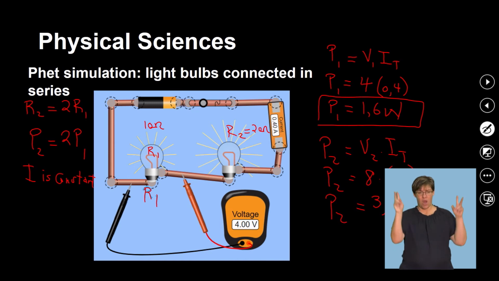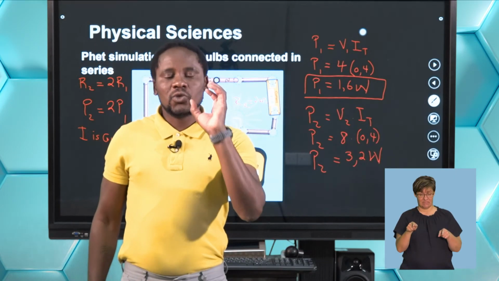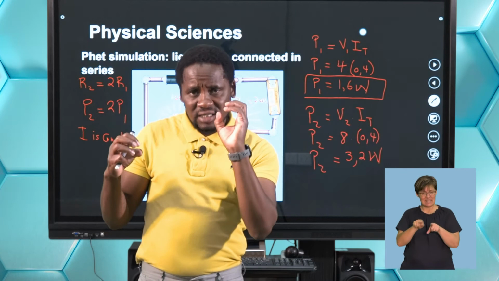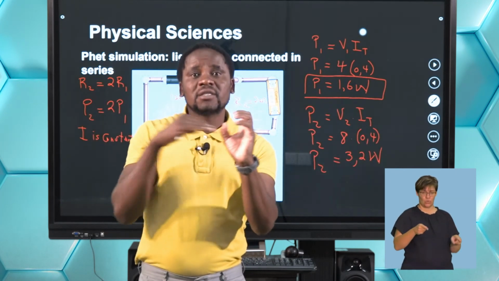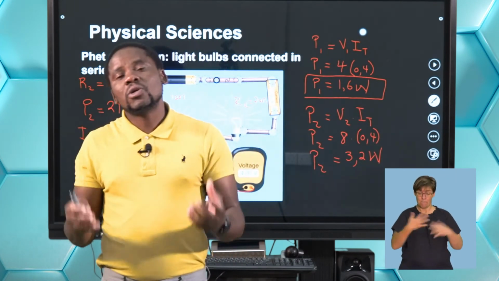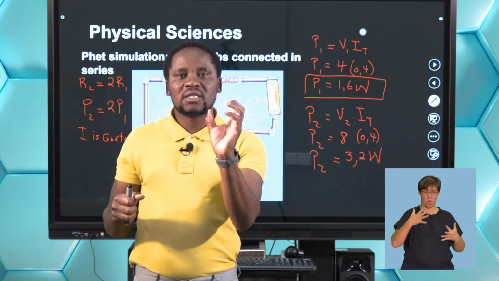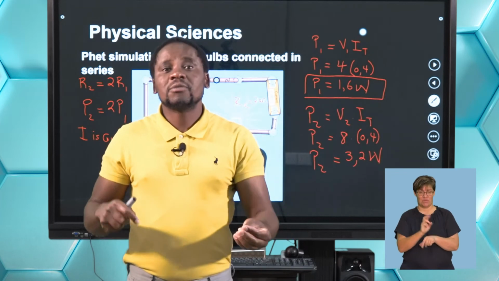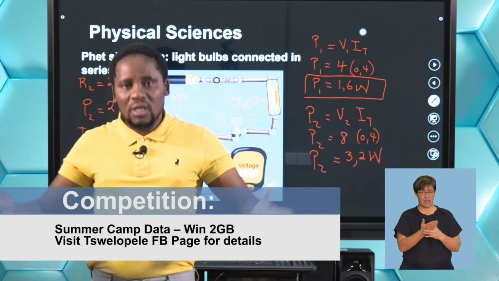What does that mean? It means it converts a lot more electrical energy into light energy per second compared to R1. So that was the main idea: if two light bulbs are connected in series, the one that has a greater resistance, because the same current passes through each of them, will transform a lot more energy into other forms per unit time, which is the long and short of it.